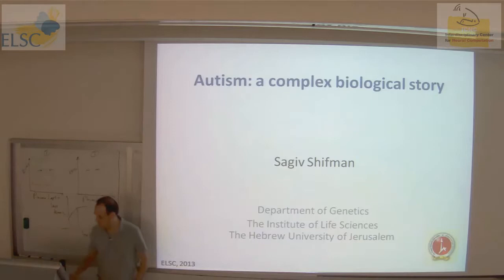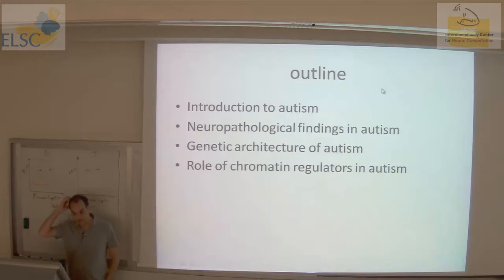So this is the outline of the talk. I'm going to have a short introduction on autism. I will talk about neuropathological findings in autism. Then I will focus on the genetic architecture of autism. And I hope to finish, if I have time, with the role of chromatin regulators in autism.